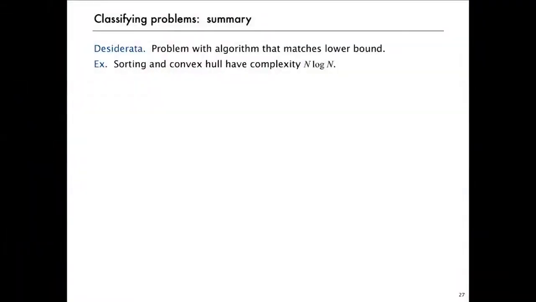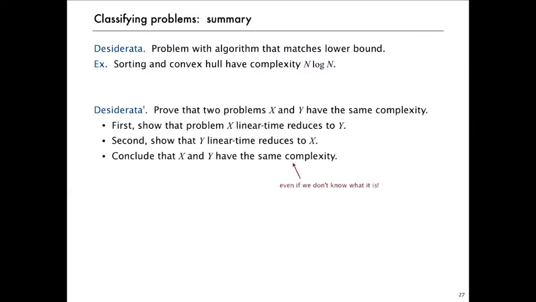Now, if we put the last two sections together, it gives us a way to start to think about how to classify problems according to their difficulty. Let's look at how that works. So what we're always looking for is a problem where the algorithm matches the lower bound. And one way to do that is to just use reduction.